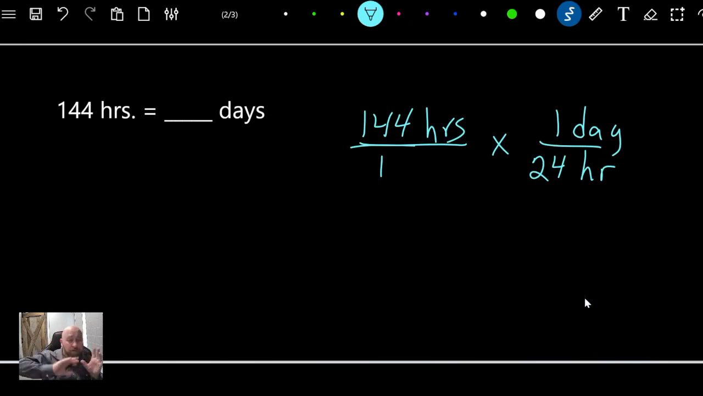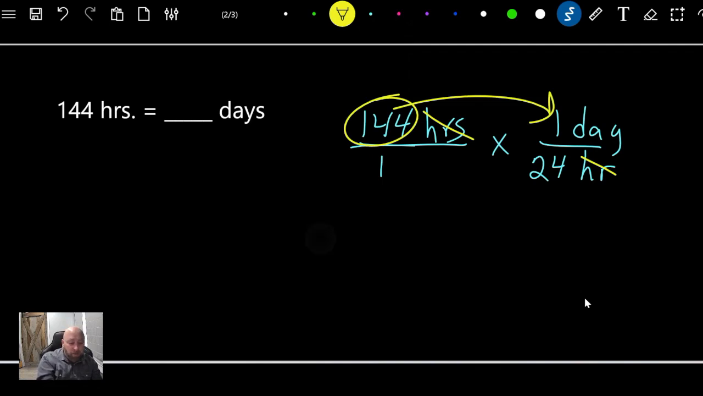Your numbers are going to be maybe in the top or in the bottom. Your 1 is going to be in the top or the bottom. The thing that you have to remember right here, the thing that will mess you up on these, is if you don't put your hours across from each other. You have to put them diagonal because you have to cancel them, okay? So there we go. That's our setup on our problem. And now we're just going to go ahead and cancel hours out. And so now we're left with what? 144 times 1 day.